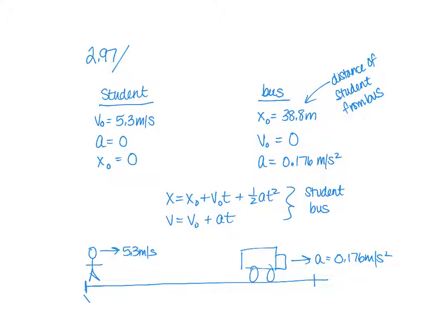And now I think it makes sense that I said this is x equals 0, so this is where the person is, the girl, and then this is where the bus is. And that's the 38.8 meters. And so we can see that when we start the whole scenario, the initial position of the student is 0 and the initial position of the bus is 38.8.